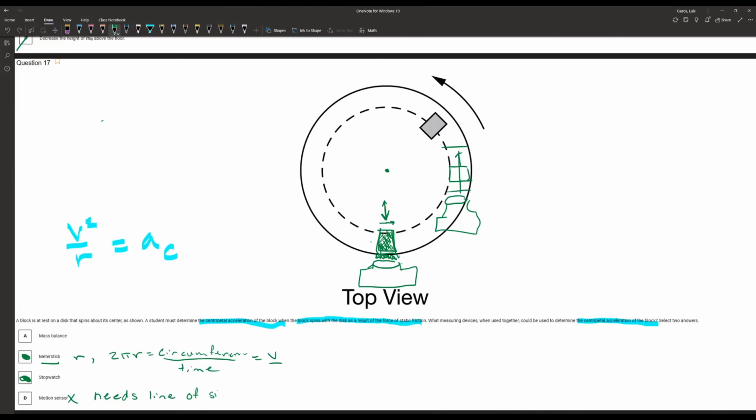And to them, their idea is the meter stick and the stopwatch will do it. The motion sensor will usually also have a time measurement. So with a motion sensor and a meter stick, I think you could get clever enough to make it work, but you would need to explain something along the lines of, well, I measure with a meter stick the radius of the path, and then I use a motion detector aligned tangent to the path so I can get the velocity as it's moving tangentially along that path. And then you could go ahead and get it. So I kind of think you could use a motion sensor and a meter stick, but their answer is meter stick and stopwatch.